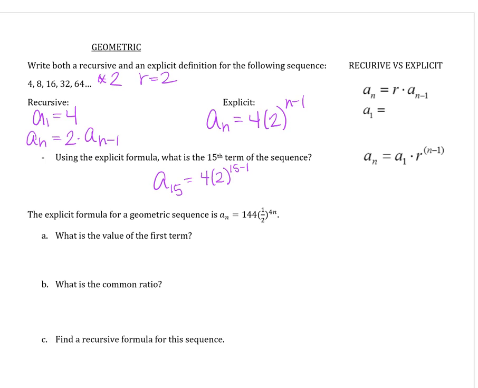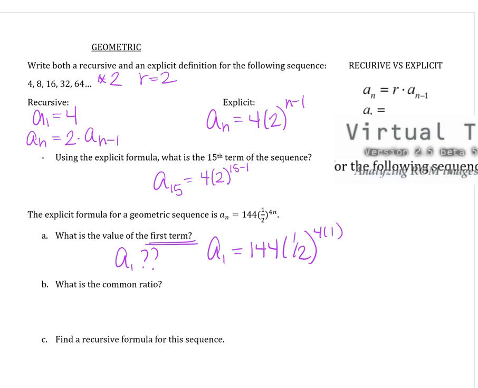Okay, now these ones are tricky. The explicit formula for a geometric sequence is this. Notice how it's not in the form a sub 1 times r to the n minus 1. It's got a 4n out here. So the first term is not going to be 144. If I want the first term, I'm really just asking you what is a sub 1. So just evaluate it. A sub 1 is equal to 144 times 1/2 to the 4 times 1.